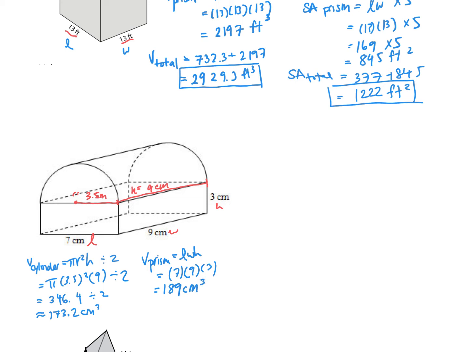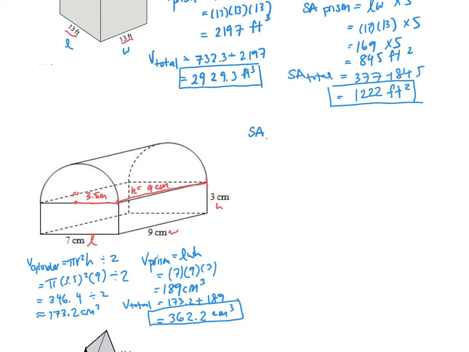And then we can add these up quickly. 173.2 plus 189 to get 362.2 centimeters cubed for the volume. So again, just our regular volume formulas. One of them we had to divide by 2 because it was half the shape. And then off we went to add them up. Now, surface area may be a little trickier. So let's check that one out.